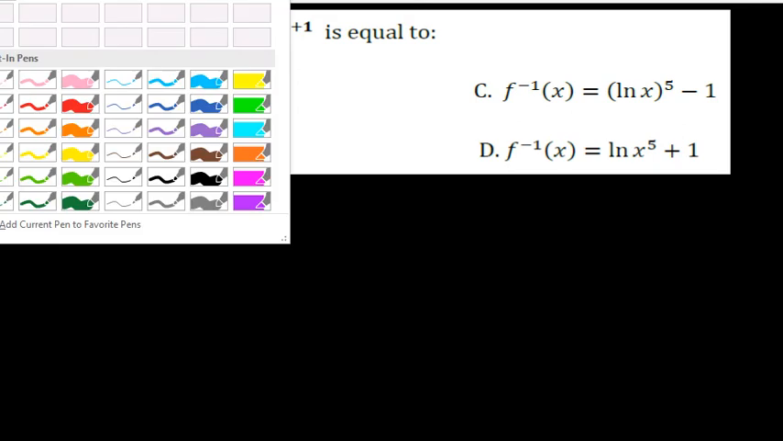The first question for today is inverse. The function you see here is f of x equals e to the power of x to the power of 5 plus 1. So we need to find the inverse. You know the process. F of x means it's y. Therefore, y is equal to e to the power of x to the power 5 plus 1.